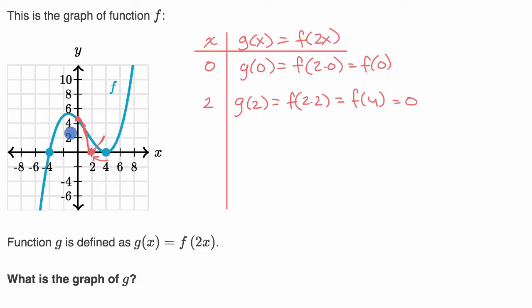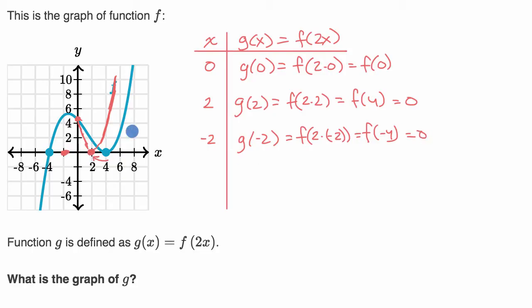This side of the graph is going to look something like this. Everything's happening twice as fast. And what happens when you go in the negative direction? Well, think about what g of negative 2 is. g of negative 2 is equal to f of 2 times negative 2, which is equal to f of negative 4, which we see is also equal to 0. So g of negative 2 is 0.